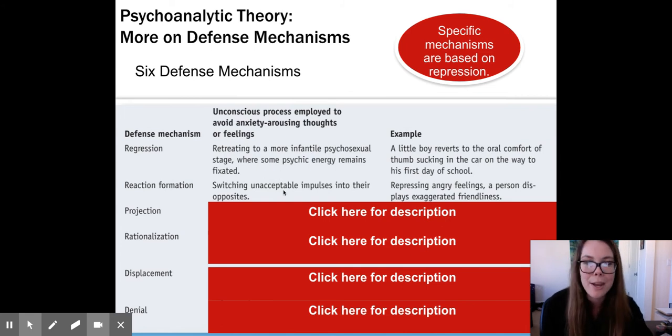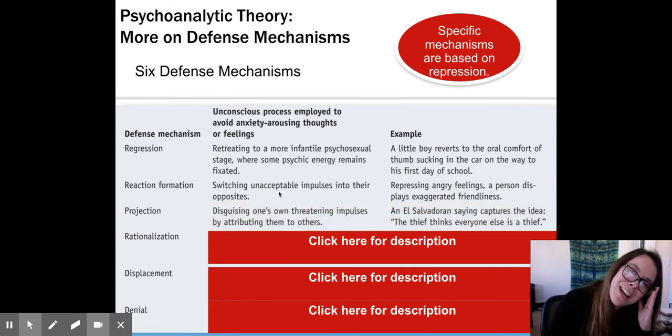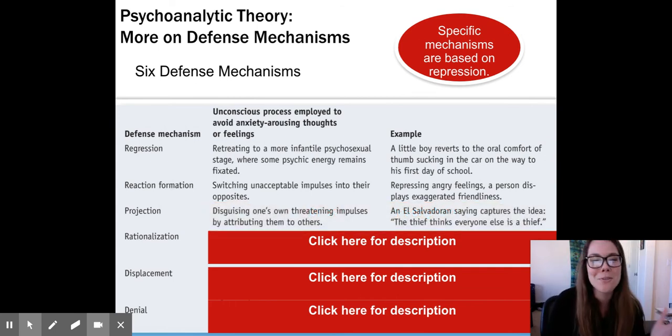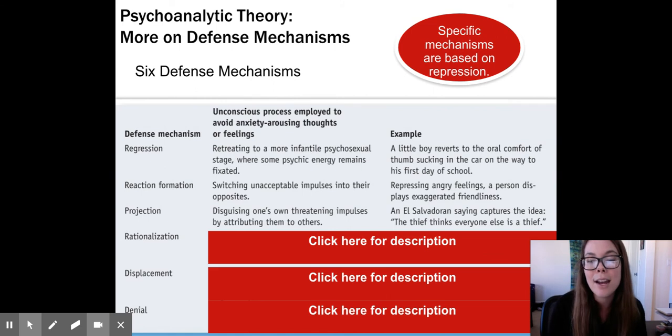But anyway, and then we have projection. I love teaching this in class because I always have examples from my mother for each of these. But anyway, let's talk about projection. So projection is the defense mechanism where one disguises their own threatening impulses by attributing them to others.